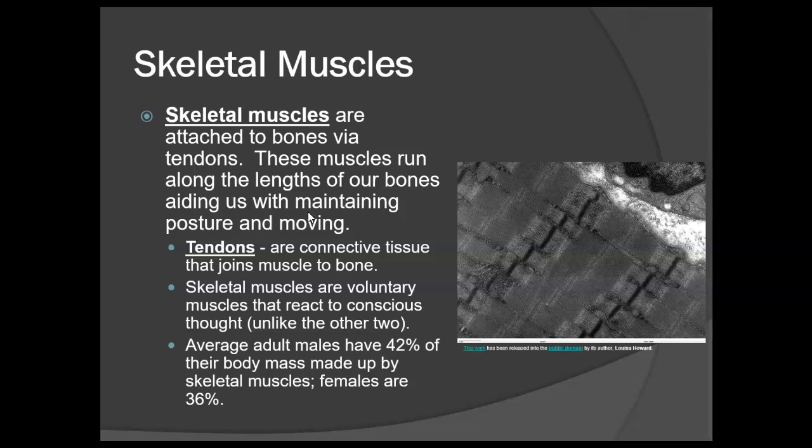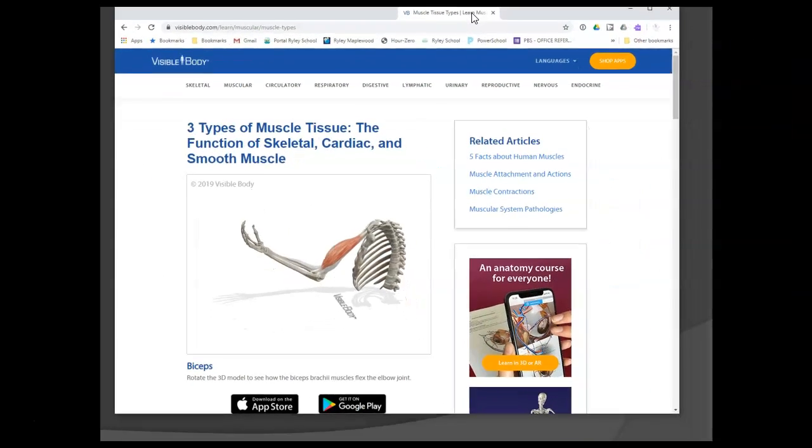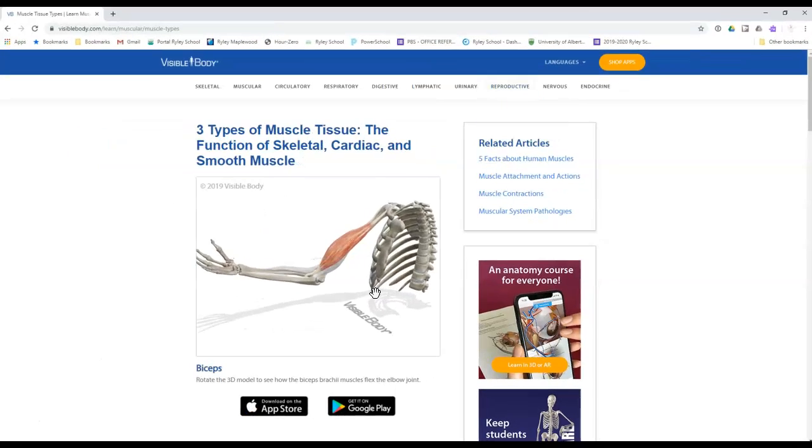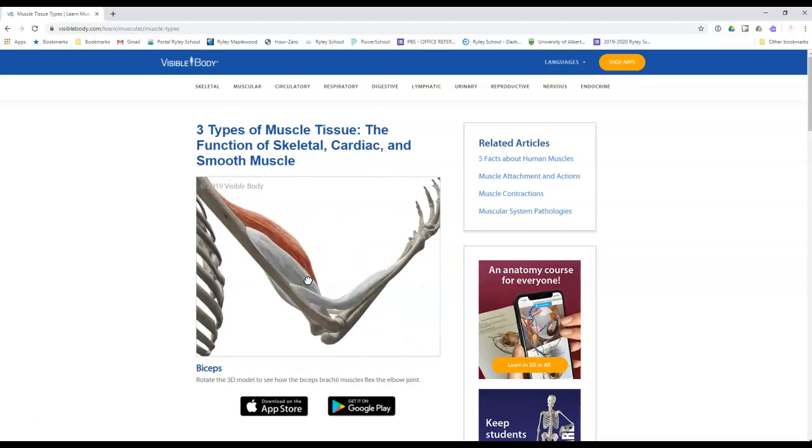Now, what I want to do is just take a second to introduce you to some terminology that we use when we're talking about muscles. We've talked about this already because we explored a muscle already, the diaphragm, and I used terms like contract and relax. When muscles shorten, they contract, and when they lengthen, they relax. I found this website here that sort of shows what we're talking about. So there's a skeletal muscle right there.